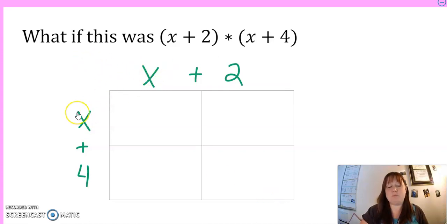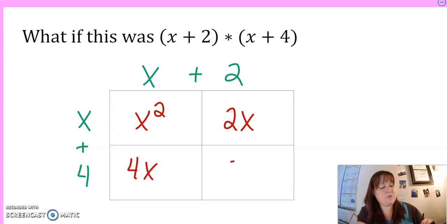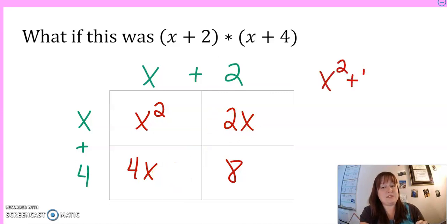Shouldn't I just still be able to multiply those two together? I have x groups of x. Well, x groups of x is x times x, which is x squared. And then 2 groups of x is just 2x. And then 4 groups of x is just 4x. And 4 groups of 2 is 8. So I multiply all those together, and I notice that these two are similar terms, so I can add them together. So now I have x squared plus 6x plus 8.